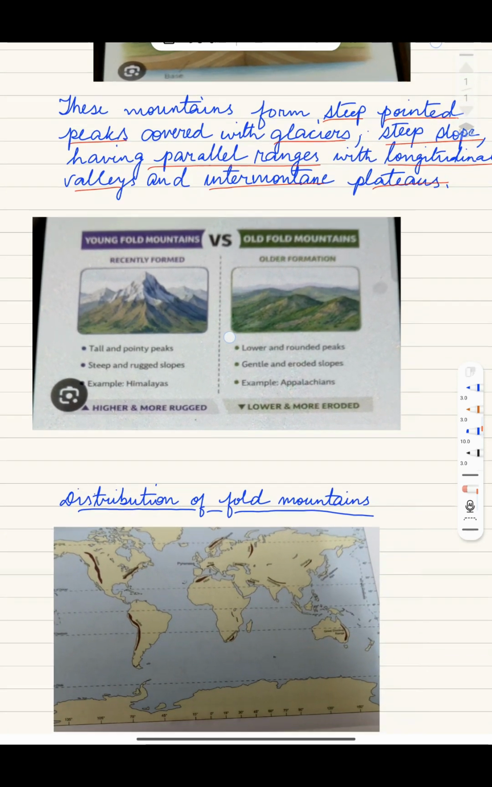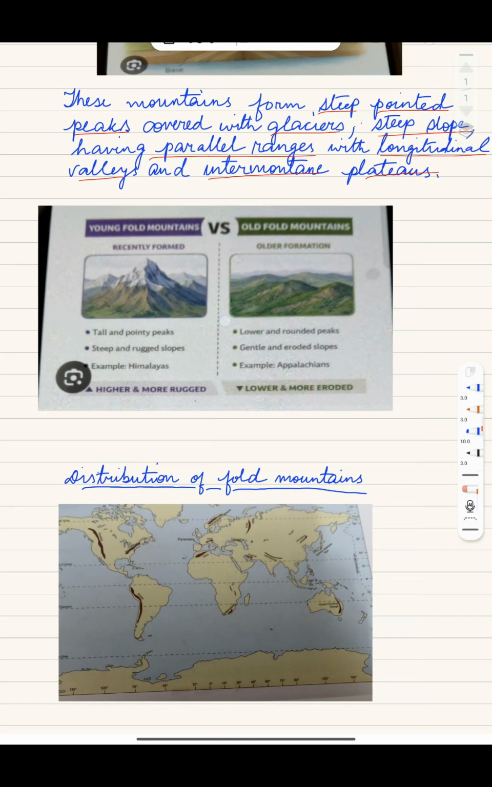Now, next, children, fold mountains are of 2 types. One is young fold mountain, another one is old fold mountain. Young fold, recently formed; old fold, older formation. Young fold, they are tall, they have pointing peaks, whereas older one is lower in height, they have rounded peaks. Young fold, they have steep, rugged slopes, whereas old fold, they have gentle and eroded slopes. Example for young, you can give Himalayas. Example for old, you can give Appalachians.